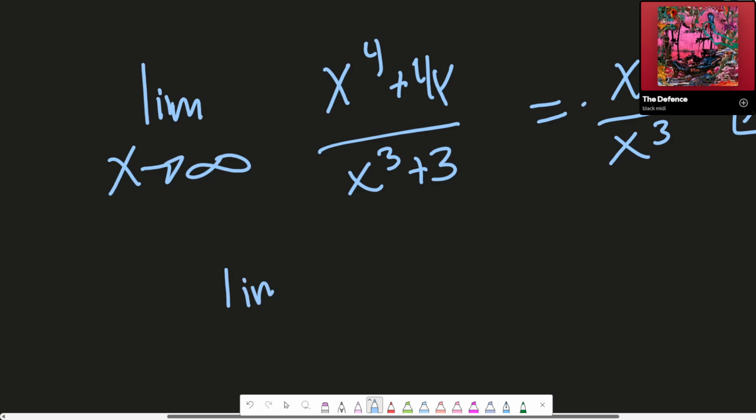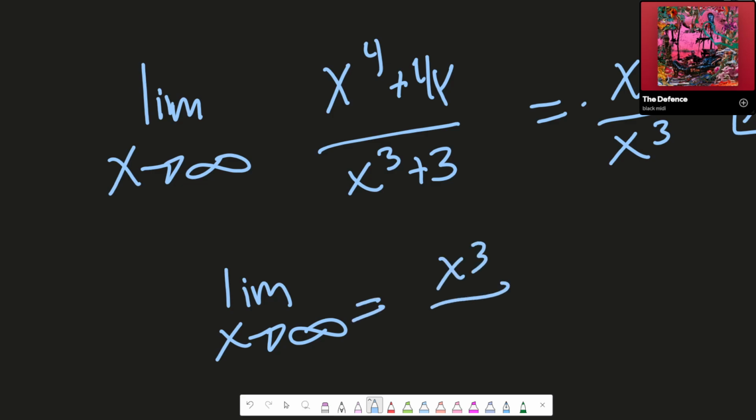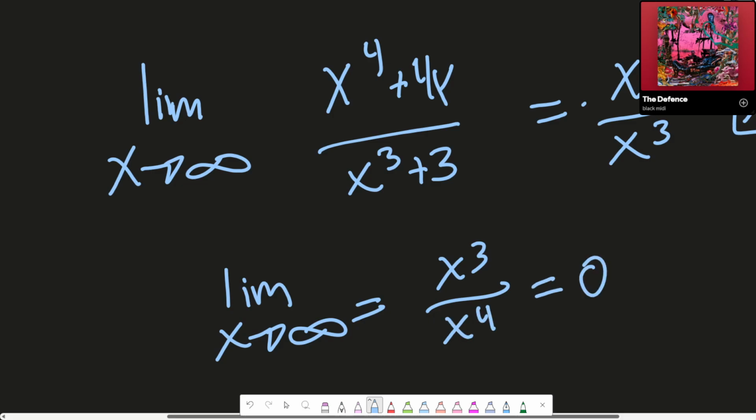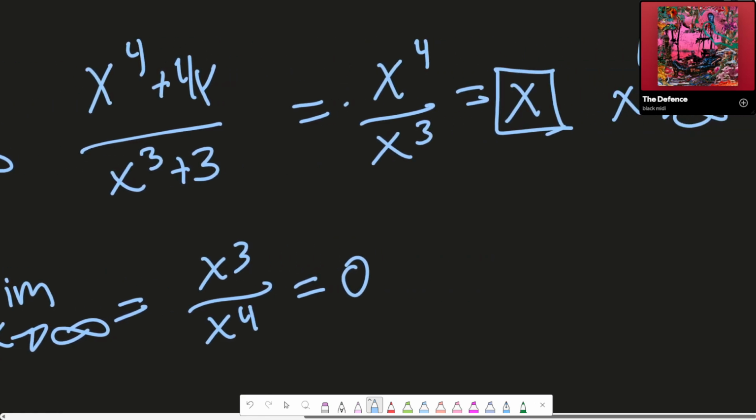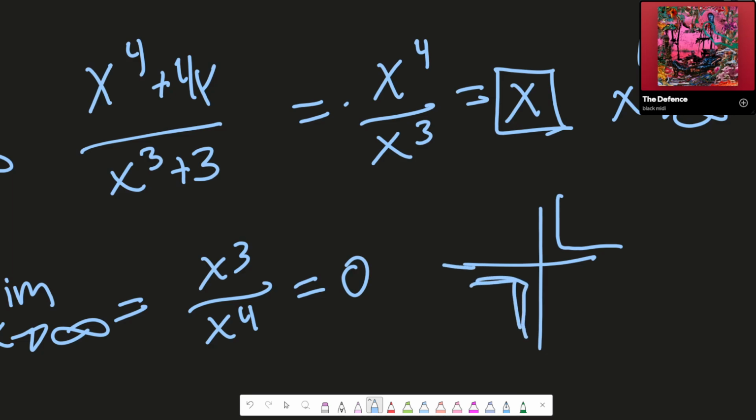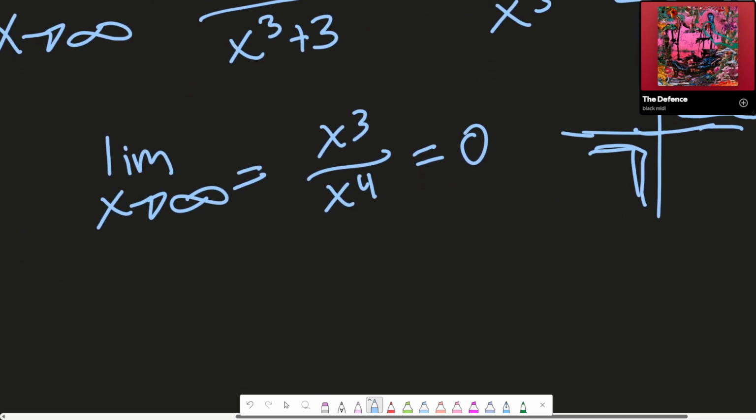And if you have a situation where, let's say, the leading degree was higher in the denominator, let's have x cubed over x to the 4th, you would approach simply 0 on both sides, as you would have some form of the reciprocal graph. And this reciprocal graph has an asymptote at y equals 0. So you'd forever be approaching 0. Which is why whenever the higher degree is in the denominator, you approach 0.